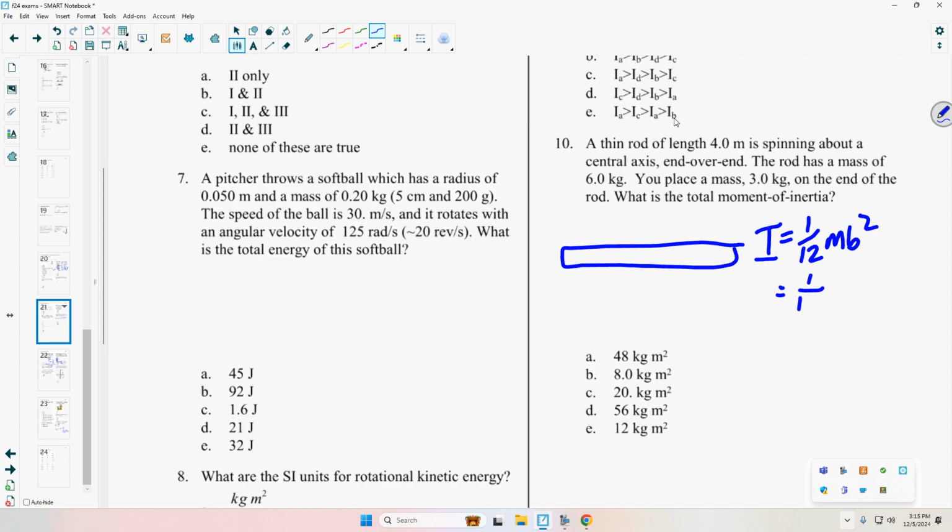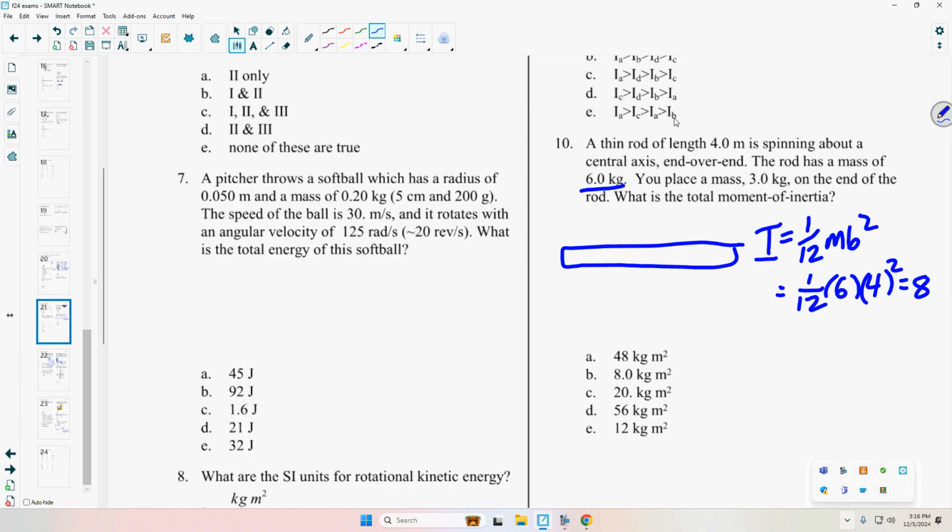That's 1/12 of the mass, which is 6 kilograms. Be careful, there are 2 masses. It's the mass of the rod. And then the length of the rod is 4 squared. It's 2 times 4, that's 8, I think. So that's the moment of inertia of the rod itself.